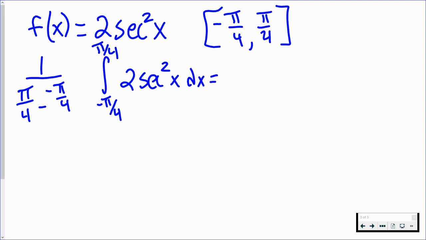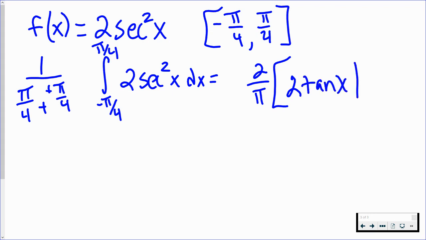All right, pi over 4 minus negative pi over 4, that's going to become a plus. So that's 2 pi over 4, which is pi over 2 on the bottom. So if we have 1 over pi over 2 and we flip and multiply, that gives us 2 over pi. Now let's take a look at the integral. Integral of 2 secant squared is going to become 2 tangent. And we want to evaluate at our limits of integration.